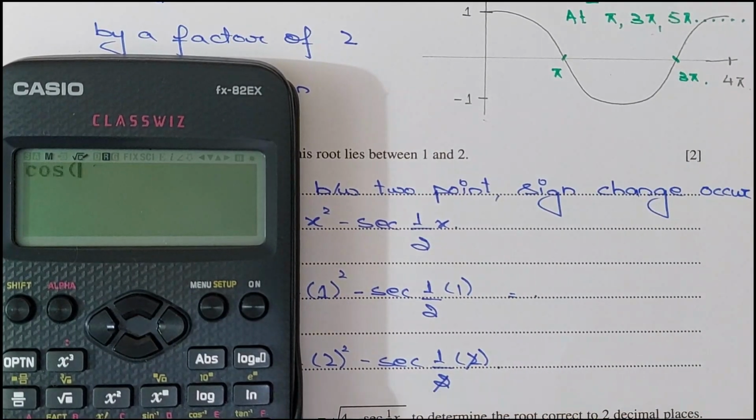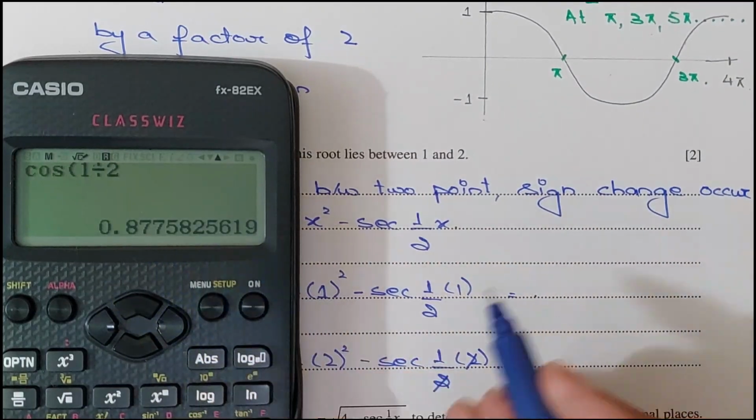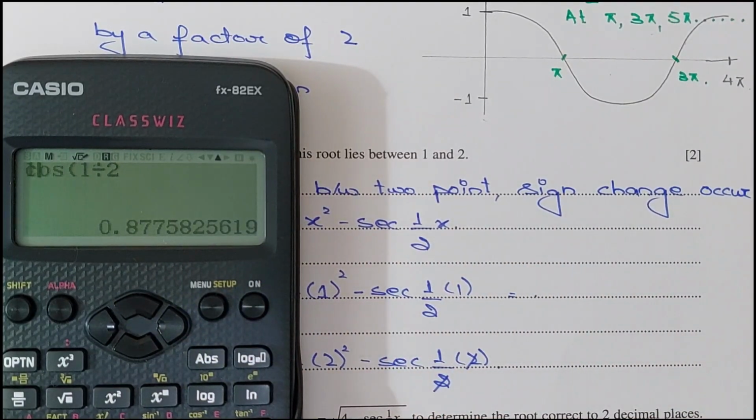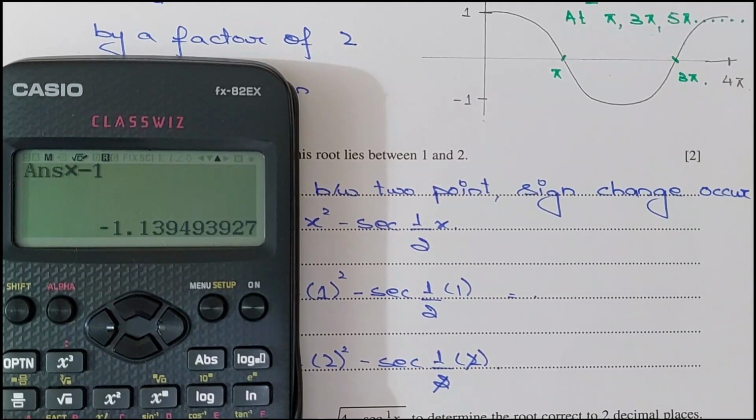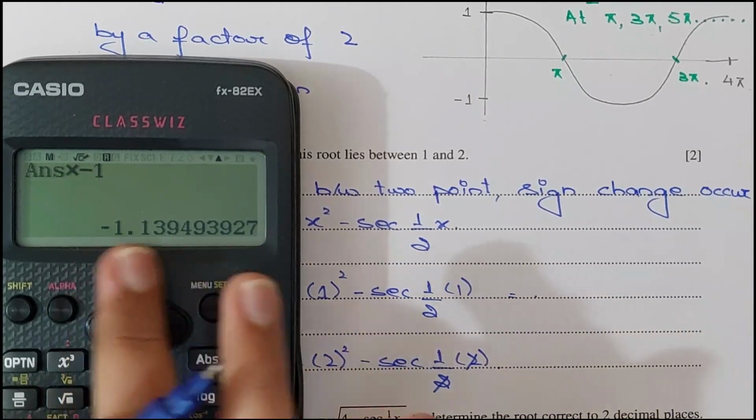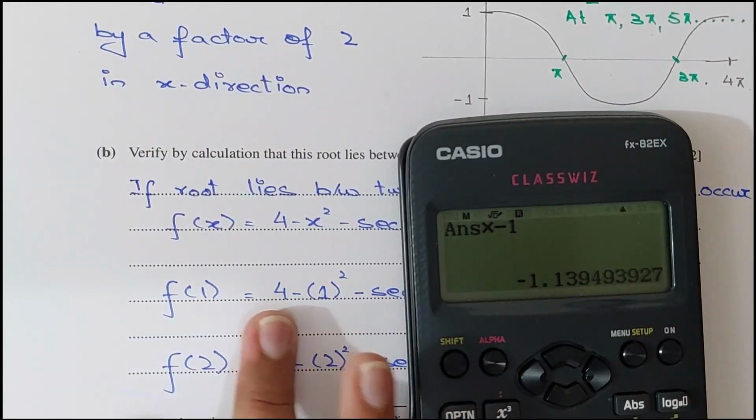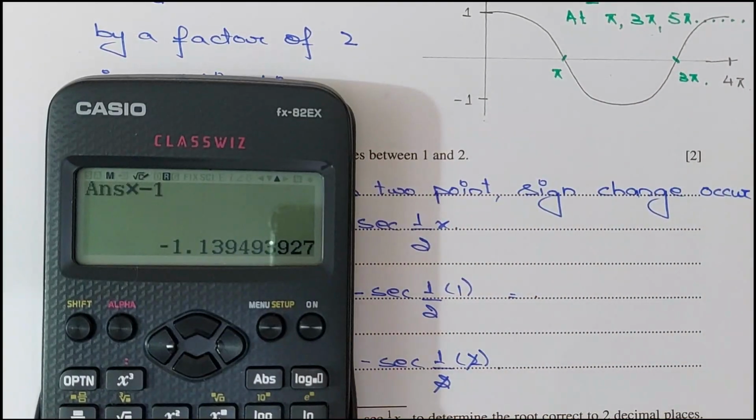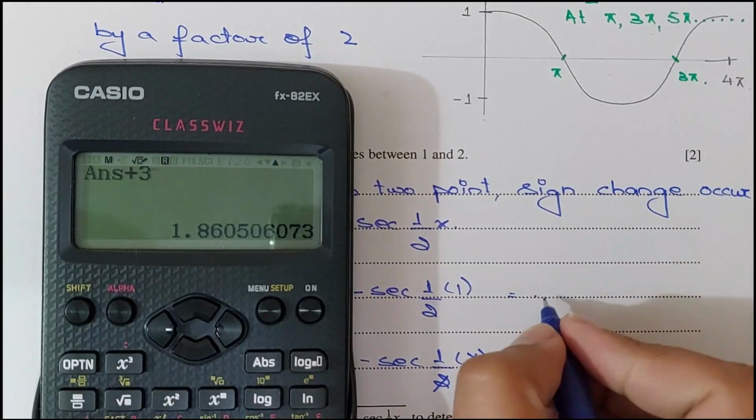Okay, so cos 1 by 2 is this, and minus 1 divided by the answer. Sorry, first we have to find cos of half. Cos half is 0.8775, and the reciprocal, 1 divided by the answer, times negative 1 is this. So the answer for secant half x is going to be this, and 4 minus 1 is 3, so plus 3.